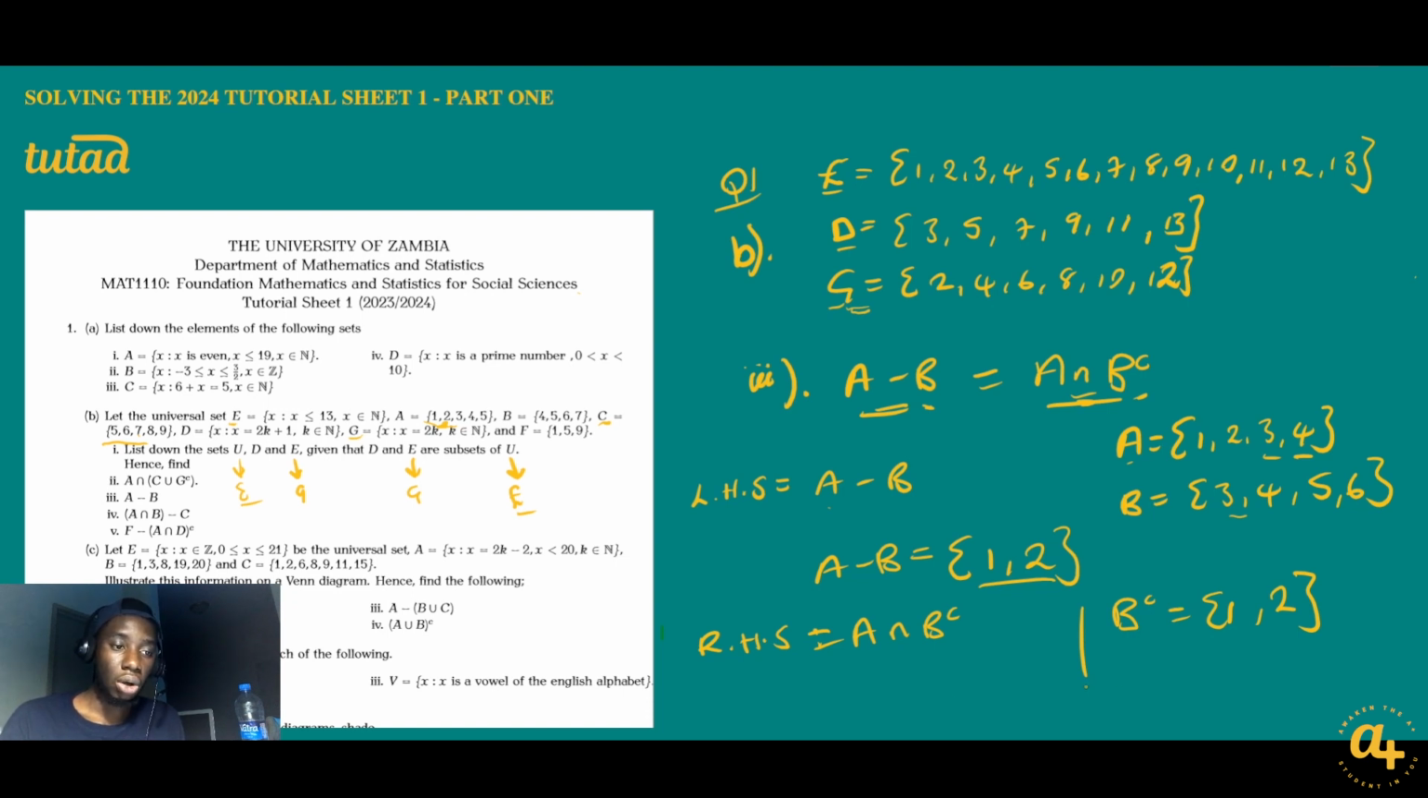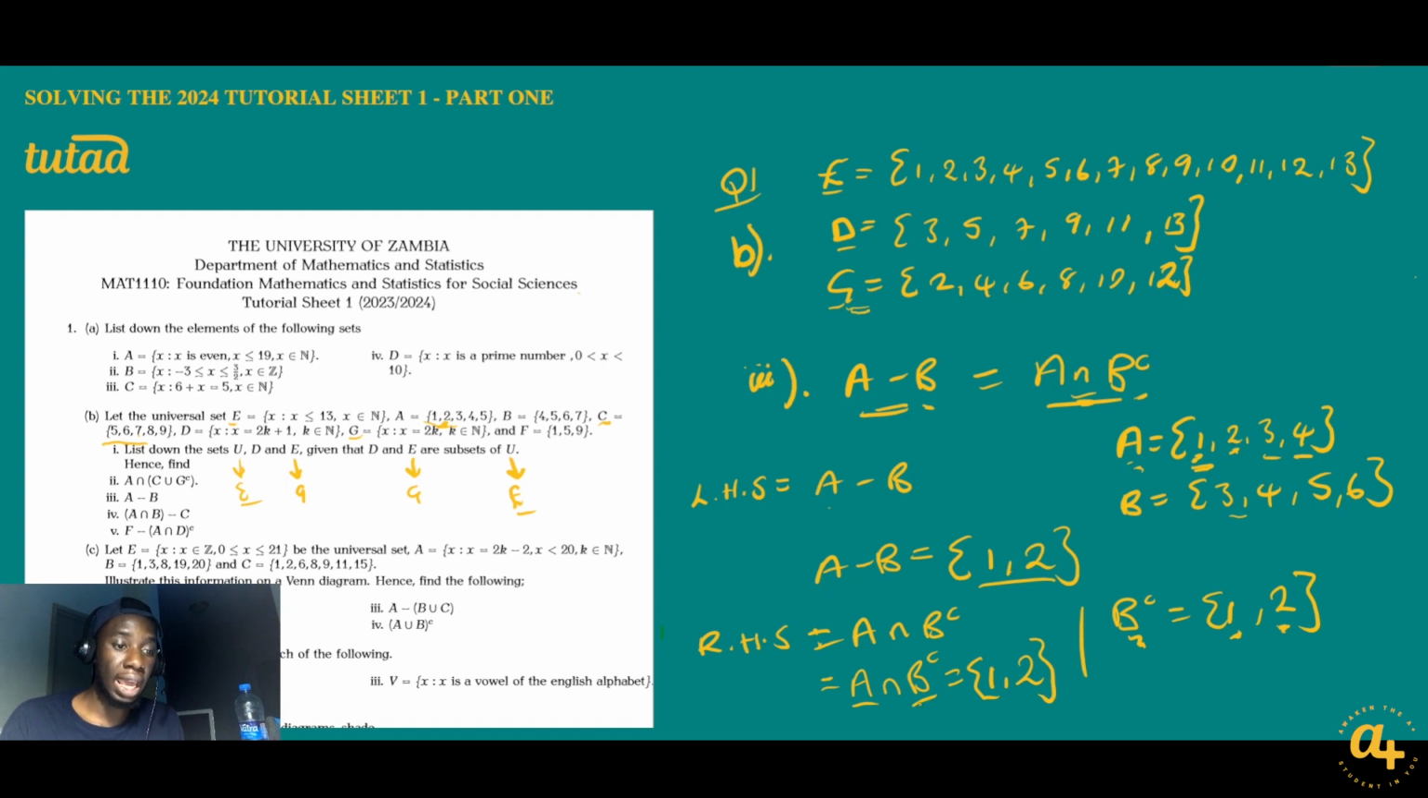Alright, and now let us look at what's common between the set B complement and set A. Because on the right hand side here, remember that we have A intersection B complement. So when we look at it, set A has 1 here, so does B complement. Set A has 2 here, and B complement also has 2. Therefore, A intersection B complement is going to equal 1 and 2.